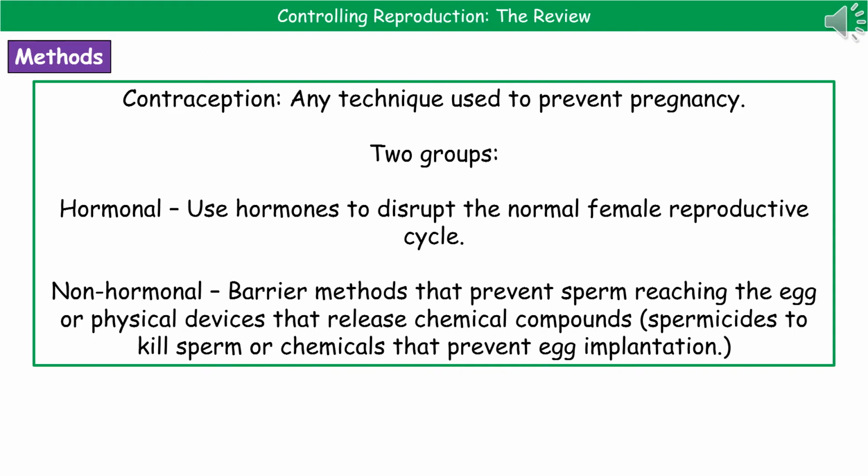Welcome to our review on controlling reproduction. First thing to know then is when we talk about contraception, what do we mean? And quite simply, contraception is just a technique that's used to prevent pregnancy.